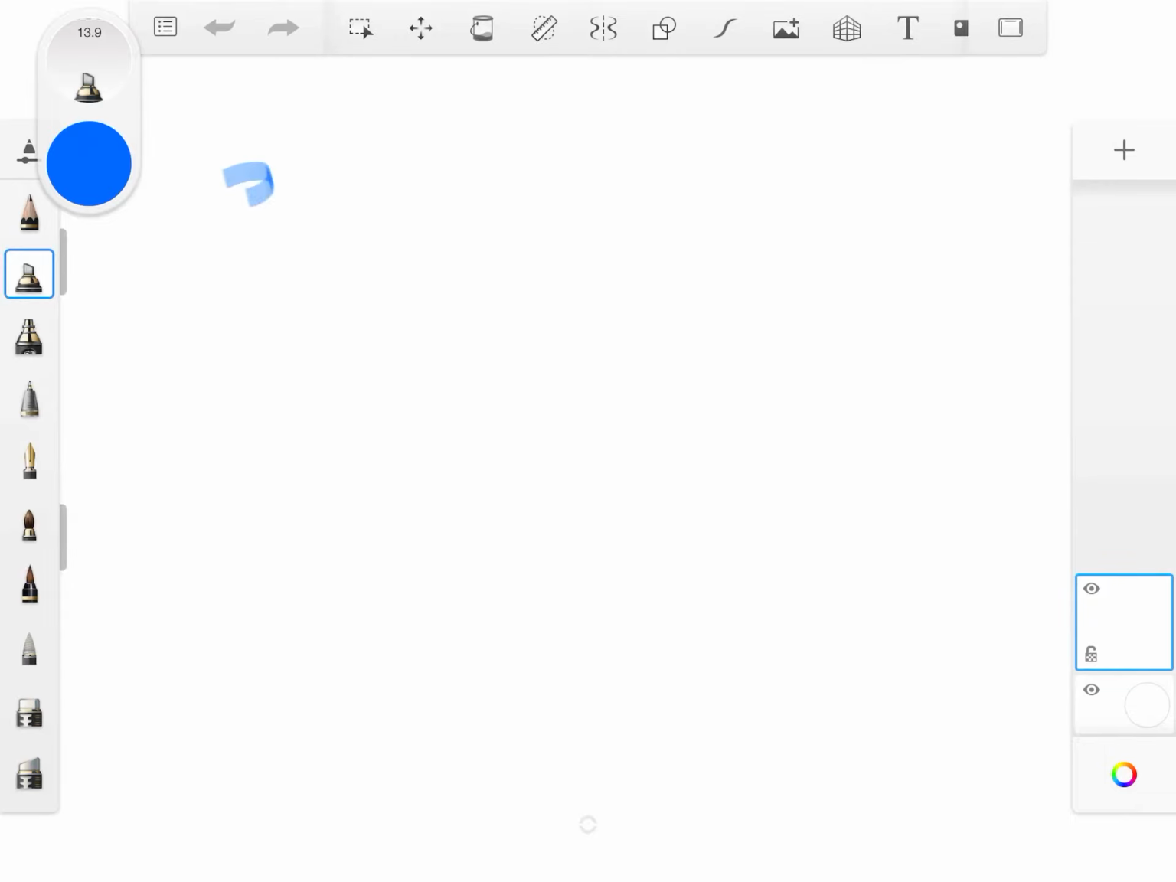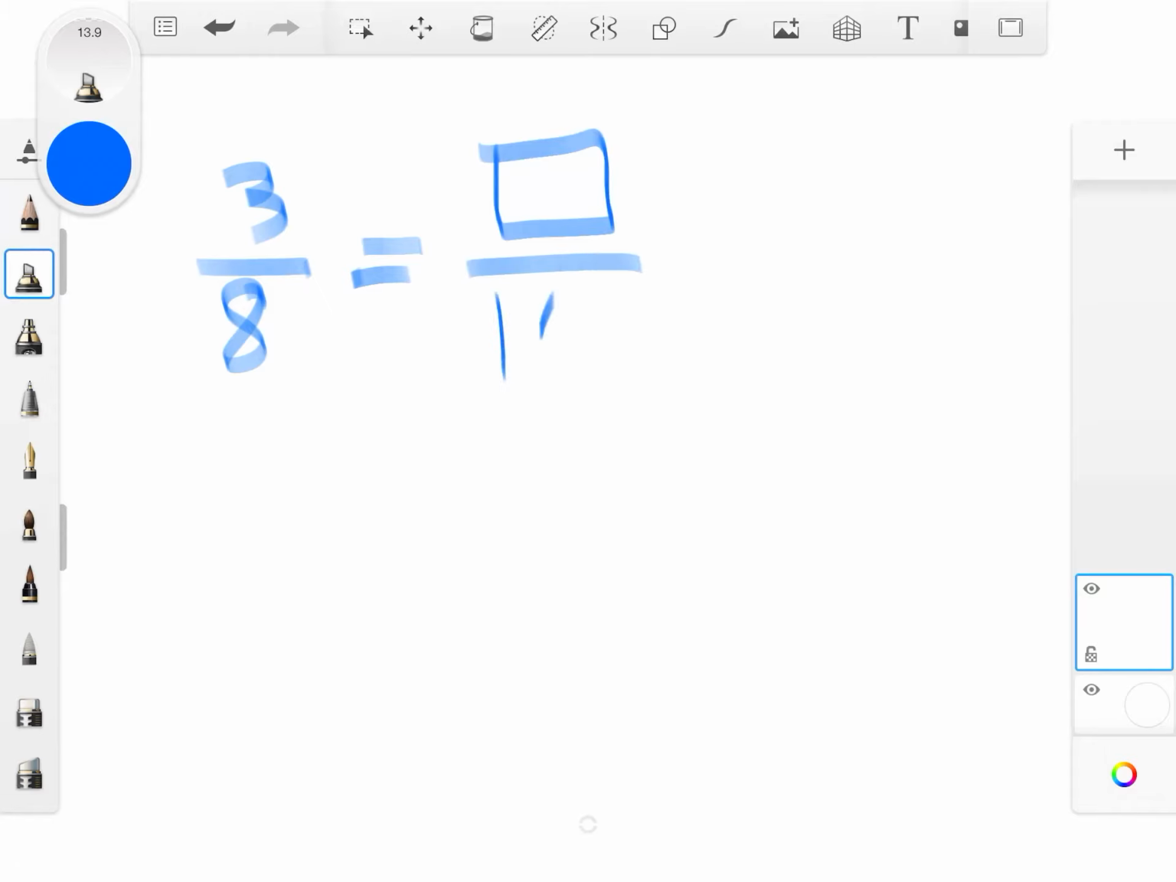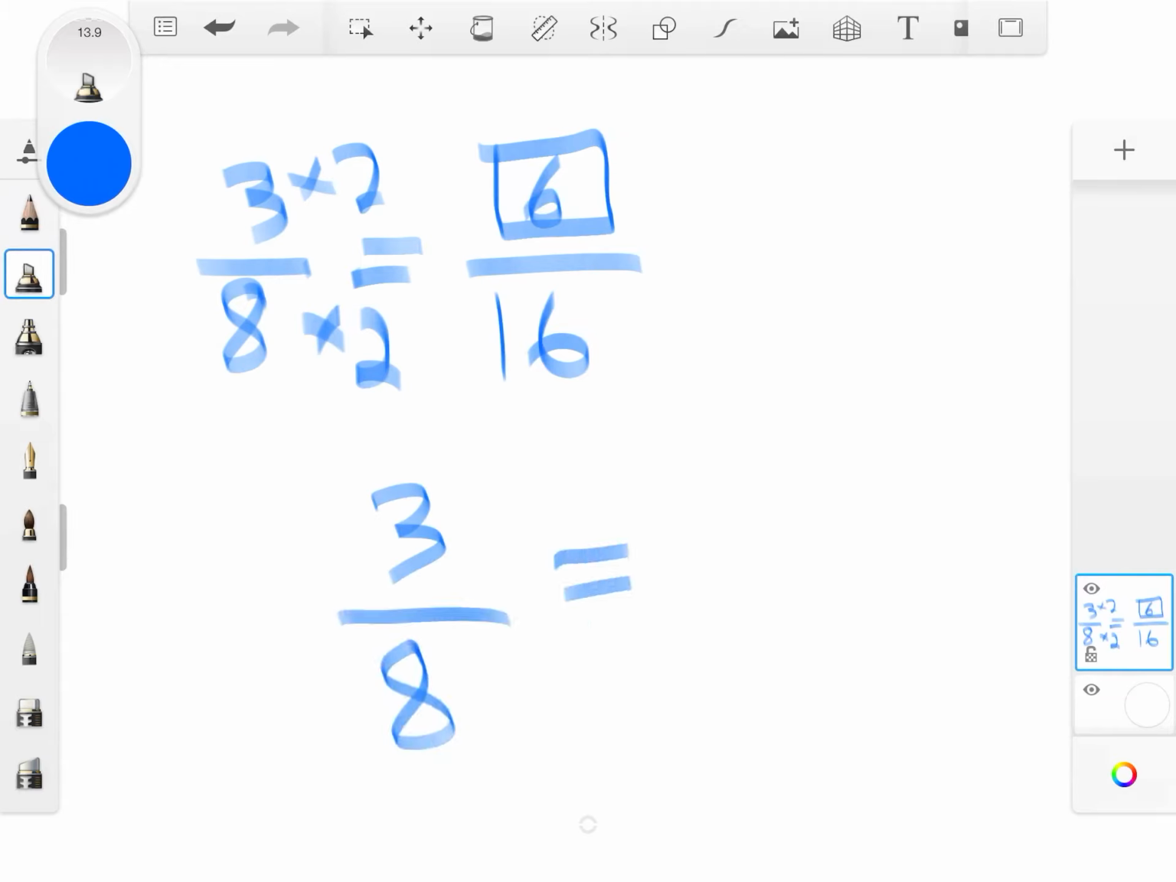For instance, if you have 3 over 8 equals something over 16, you know that 8 times 2 equals 16, so 3 times 2 is 6. So 3 over 8 is equivalent to 6 over 16.